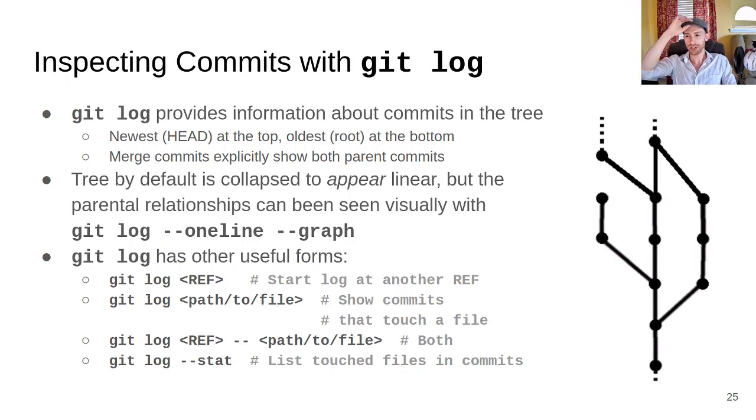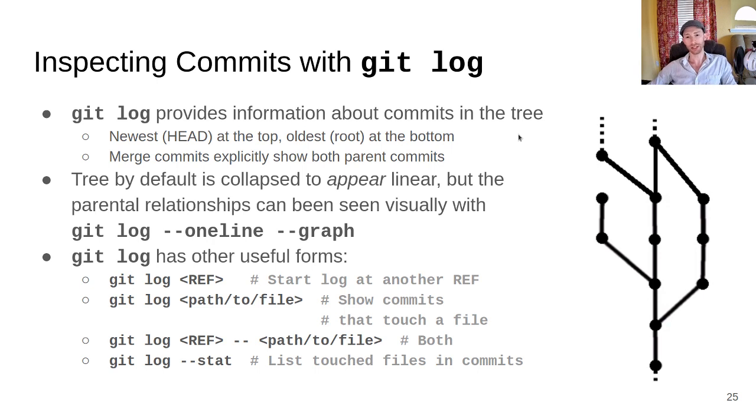When you want to inspect the repository tree, meaning look at the history, you want to be using the command git log. I mentioned this before, the newest commit is going to be on top and the oldest commit is going to be at the bottom. If you look at the output of git log, you will notice that merge commits list two parents in the output. I'll show you an example of that in the upcoming exercise. So git log is your friend when you're trying to understand information about commits in the tree.